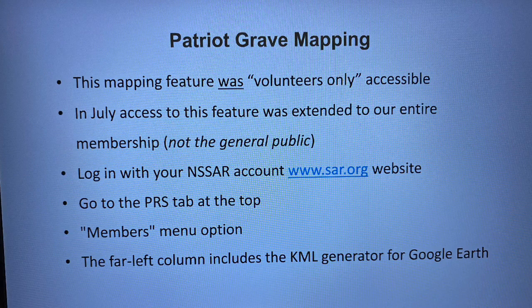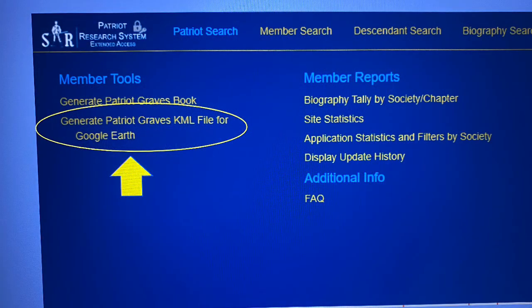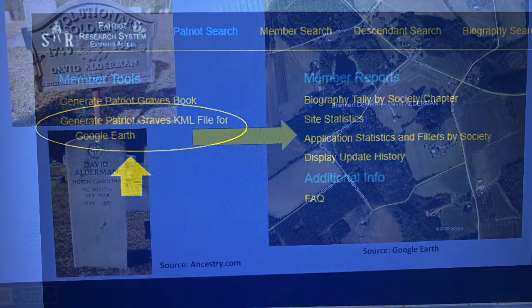Patriot mapping is a feature that became available to all SAR members in July. You log on to the National SAR website with your secure account information and then go to the PRS tab at the top and then click on members or volunteers and then navigate to the left side of the screen under member tools and then click on Generate Patriot Graves KML file for Google Earth.